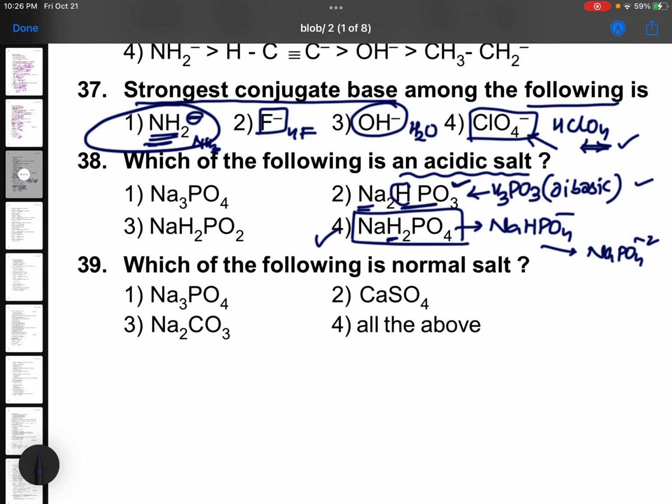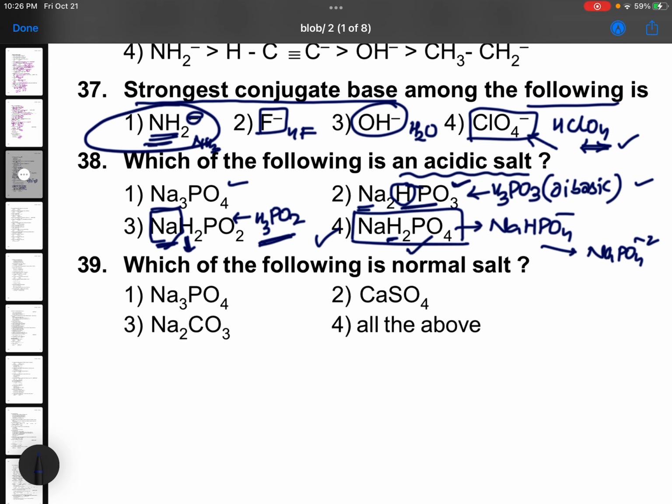This hydrogen is attached to phosphorus. It won't go. Here already all gone. This one, you can see 2 hydrogens, but these 2 won't go because this is coming from H3PO2. H3PO2 is a monobasic acid. It can release only one. Fine. So the answer is this one.